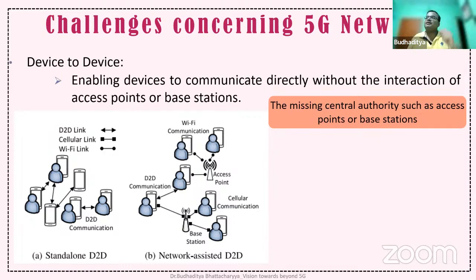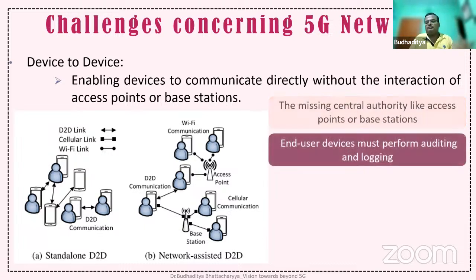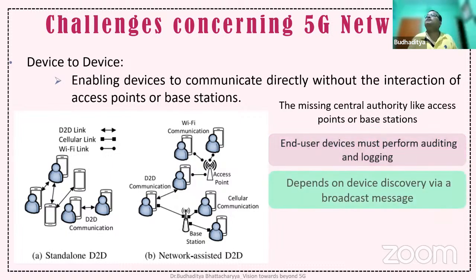But on the go, what is happening? I, as a user, am making my presence felt over the air to a base station. Already, as I've told you, there are possibilities of base station mimicking, or the fake base station, as we call it. That part is avoided in D2D, because the central authority like the access point and base station will cease to exist for device-to-device communication. The end user device will be smart enough to perform the auditing and logging of the data. So that is one of the biggest advantages of having D2D communication.